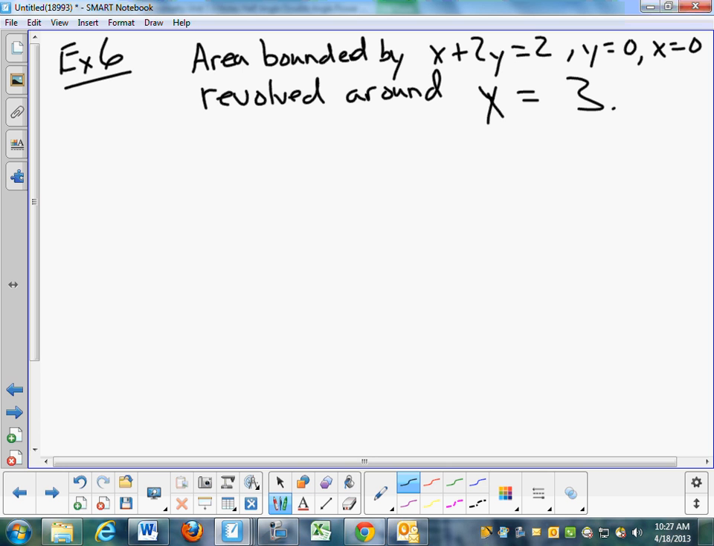So area bounded by x plus 2y equals 2, y equals 0, x equals 0, revolved around x equals 3. So we want to draw our region, but if you have x equals 0 and y equals 0, that refers to one of the 4 quadrants, correct? And this intersects with the first quadrant. Okay. So let's draw this out.